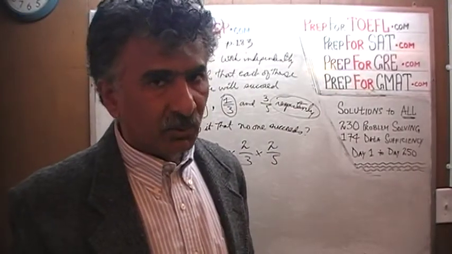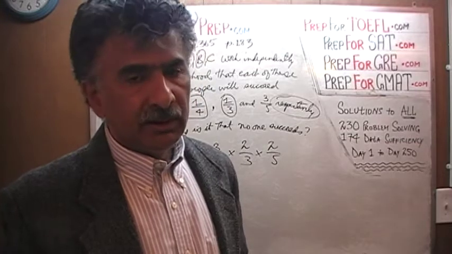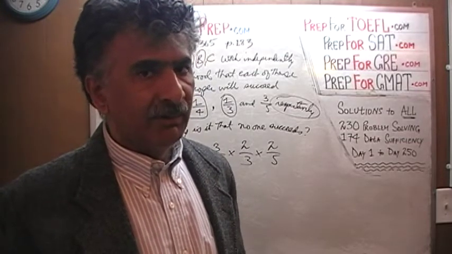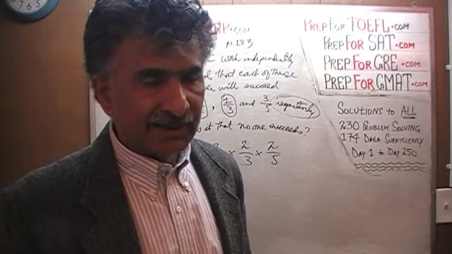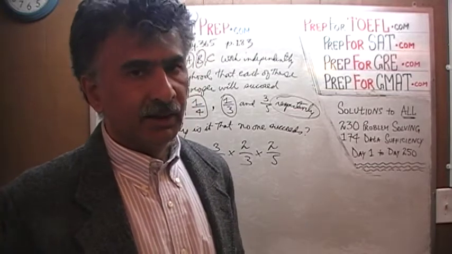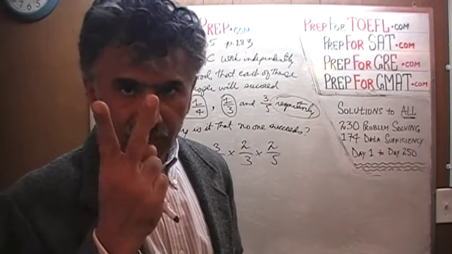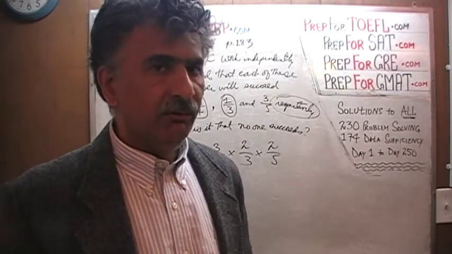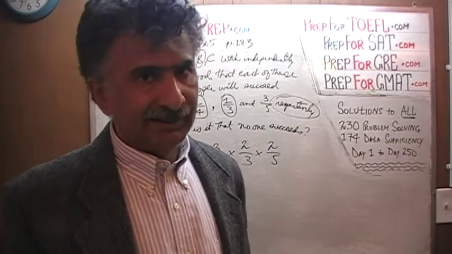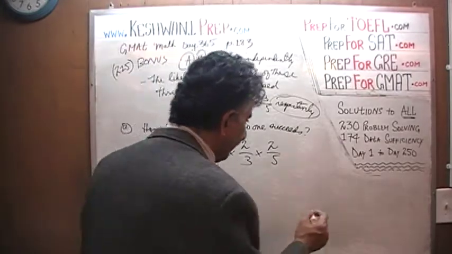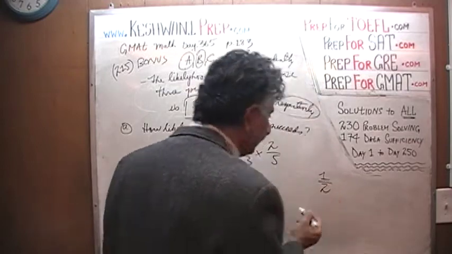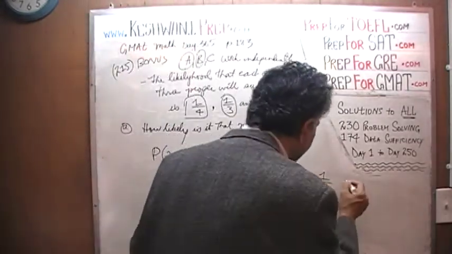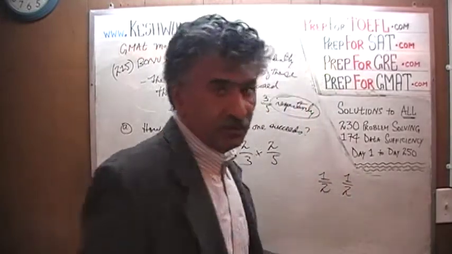What are the odds that if I were to flip a coin, listen carefully, I would get a head in my first toss and a tail on the second toss? I'm going to flip a coin twice. Well, the odds of getting a head in the first toss is 1/2. Similarly, the odds of getting a tail in the second toss is still 1/2. There's a 50% chance of each event.